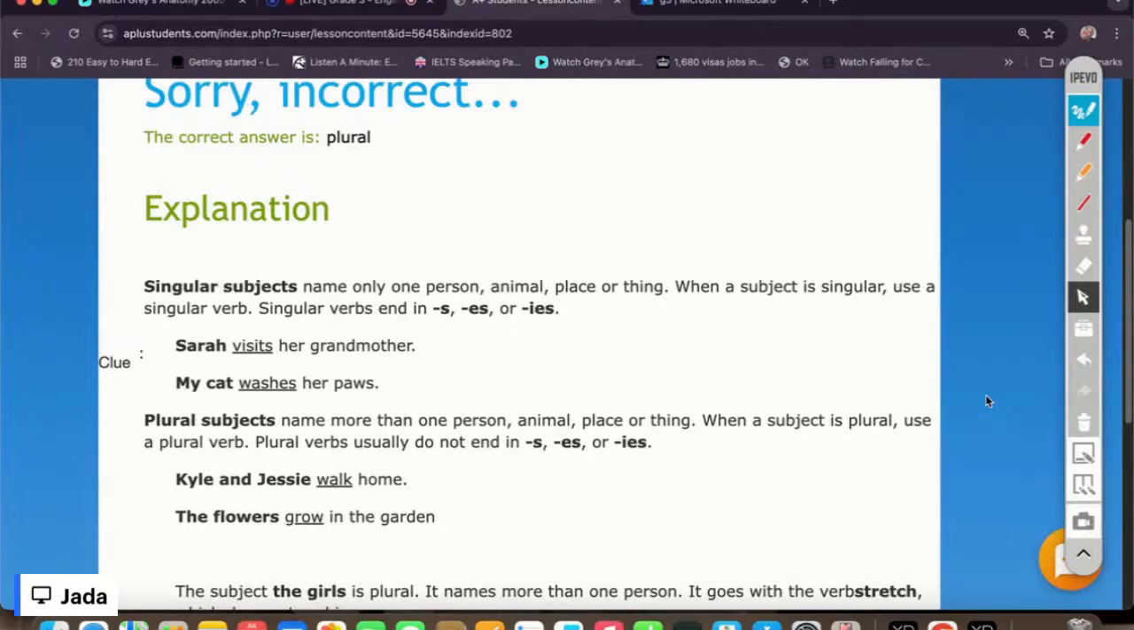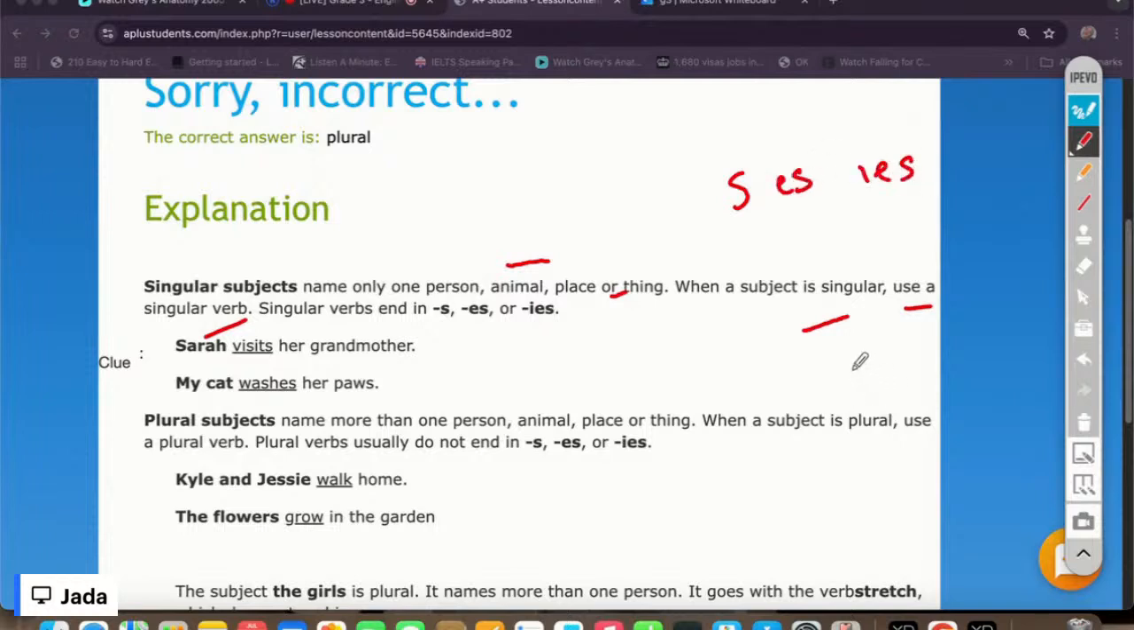Alright, so a singular subject names only one person, animal, place, or thing. That's for the singular subject. When a subject is singular, you have to use a singular verb, and a singular verb usually ends in s, es, or ies. So whenever you have a singular verb, it ends with s, es, or ies.